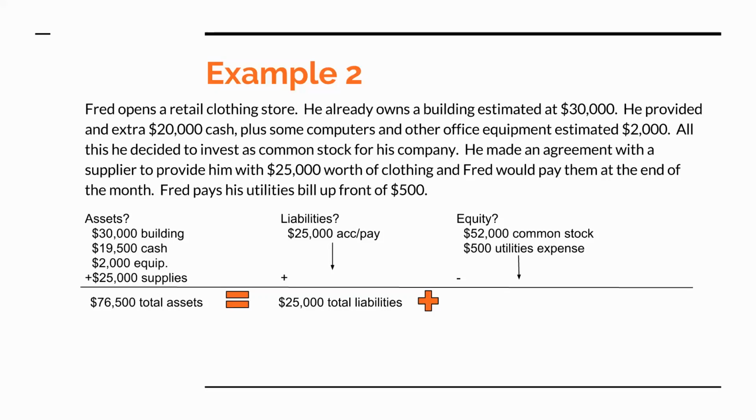The same thing happens when a company pays out a dividend. You subtract the cash and you add in the dividend, even though the dividend is really a negative. This is what makes the equation balanced. And as you can see, it's the 51,500 plus 25,000 equals 76,500 in total assets.